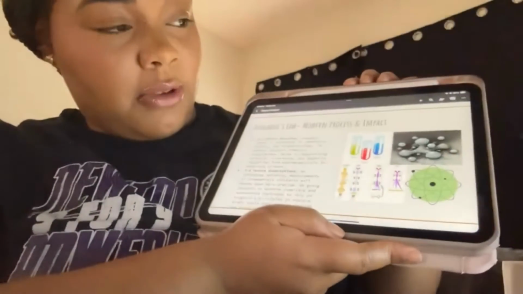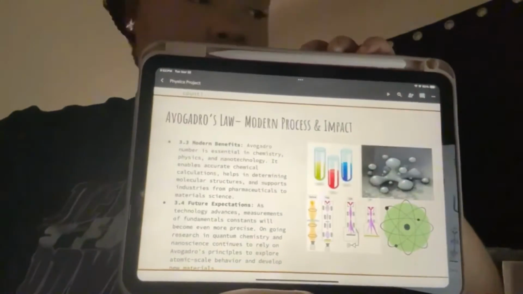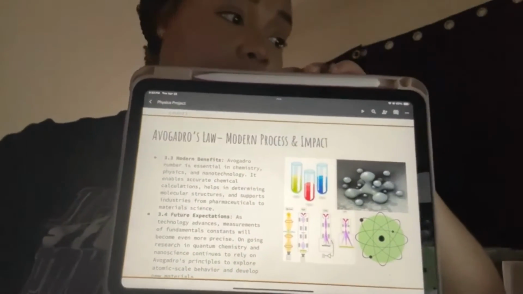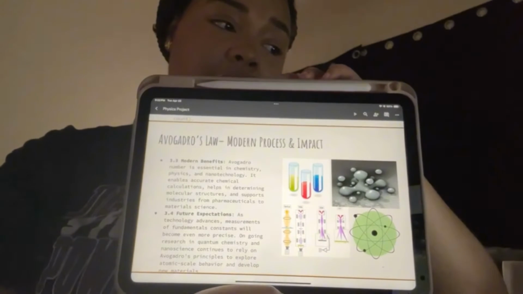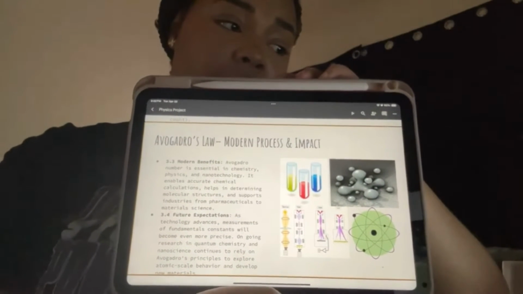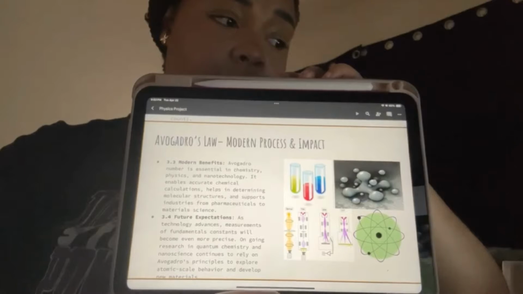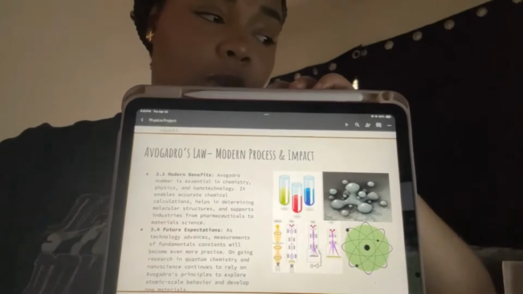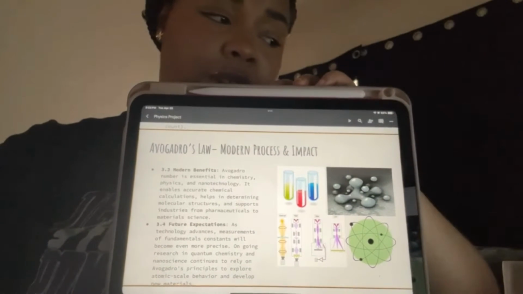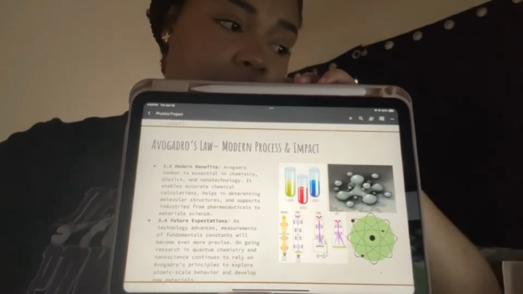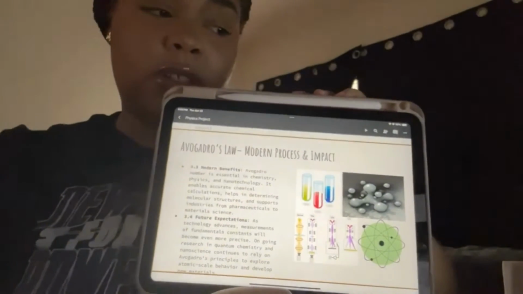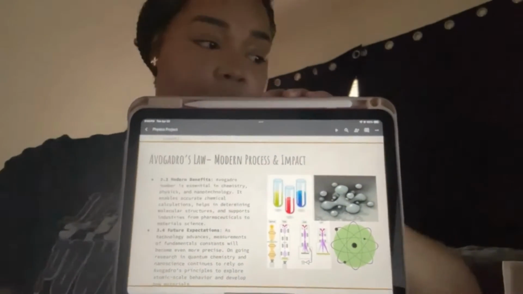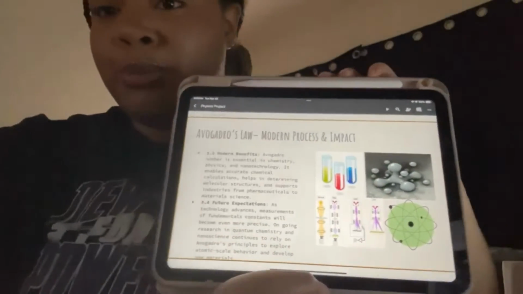And that's 3.3. Now we're going to 3.4, future expectations. As technology advances, measurements of fundamental constants will become even more precise. Ongoing research in quantum chemistry and nanoscience continues to rely on Avogadro's principles to explore atomic scale behavior and develop new materials.